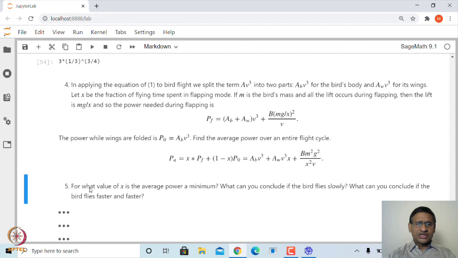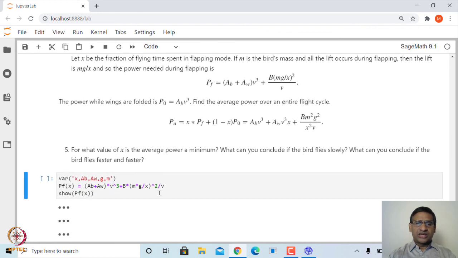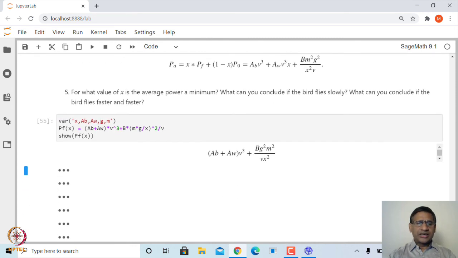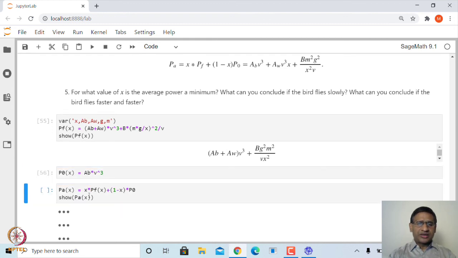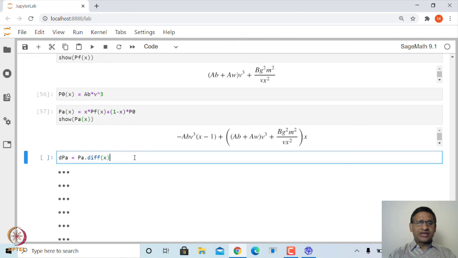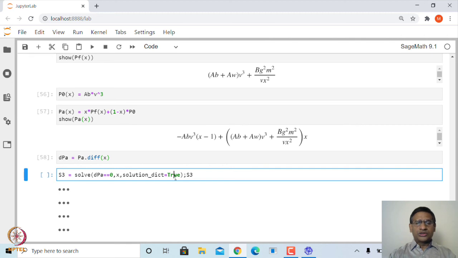And now the question is, for what values of x the average power is minimum, so let us find out. Again let us denote Pf, which we have defined earlier, and next we define P0, that is ab v cube, and then let us take the average power as Pa is equal to x into Pf plus 1 minus x into P0. So, that is the average power, and then let us find the derivative of the average power dPa, and solve the derivative equal to 0 for x.